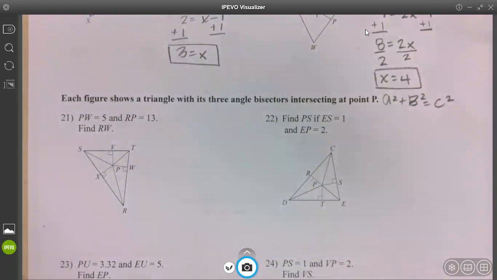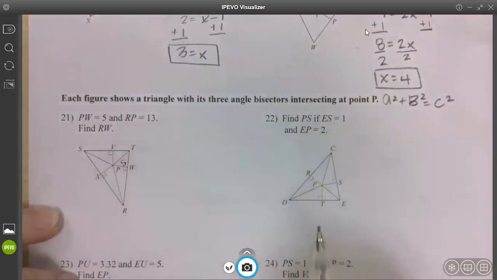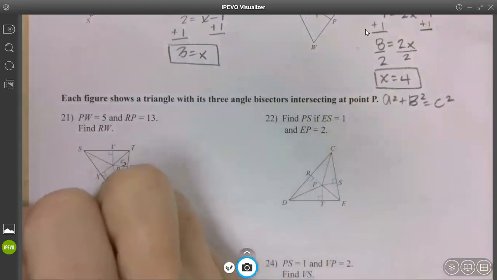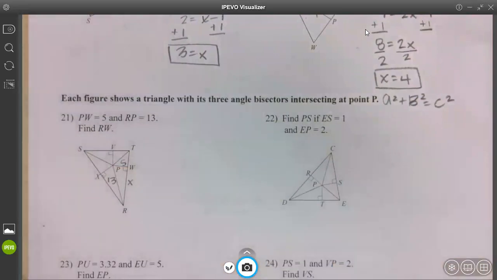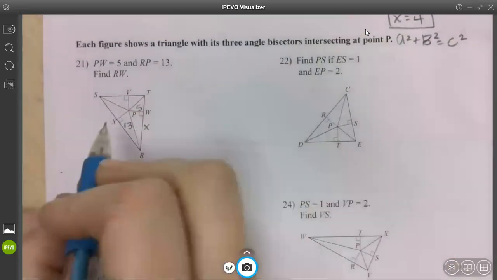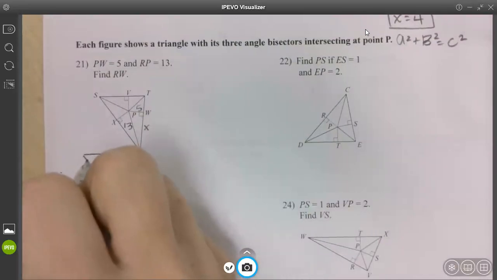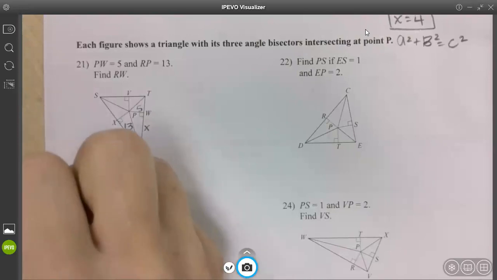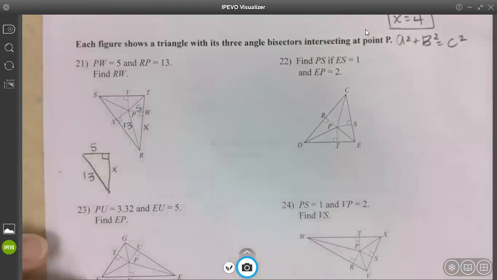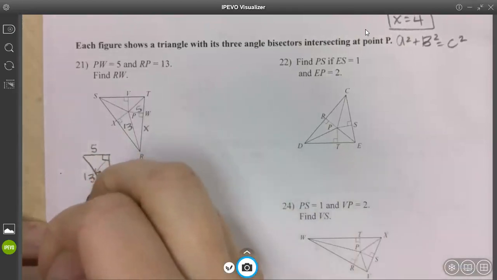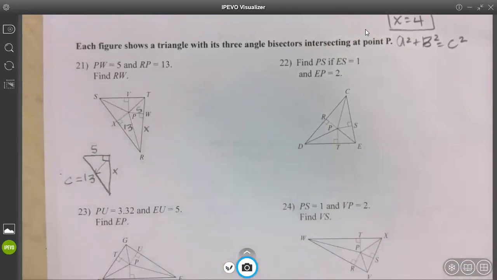So if we look at the first one, it says PW is 5 and RP is 13, and it wants you to find RW. So I'm going to pull this one out so you can see it. I'm not going to do this every single time, but for the first few, I definitely will. I just want you to be able to see it. We have 5, x, and 13. Remember what I told you in the beginning of the notes? The one across from the 90 is always going to be c. So that's the only one that matters.